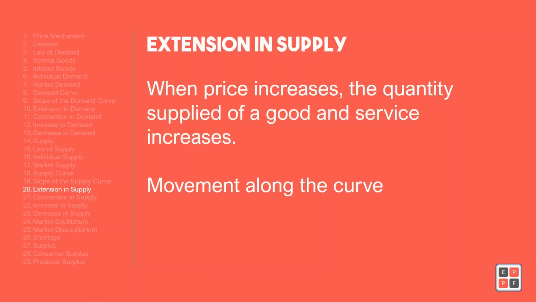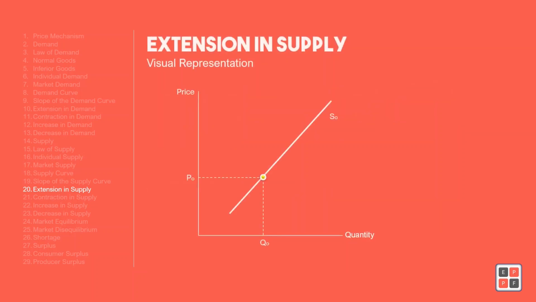Extension in supply is when price increases, the quantity supplied of a good and service will increase. There's going to be movement along the curve. Extension in supply is shown as a movement along the curve. If the price increases from P0 to P1, the quantity supplied is going to increase from Q0 to Q1. There's going to be movement along the curve, and this movement is known as extension in supply.